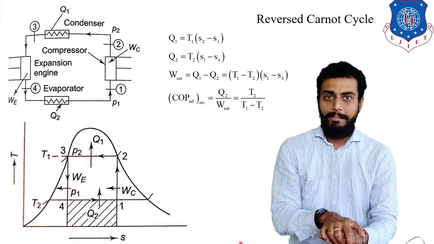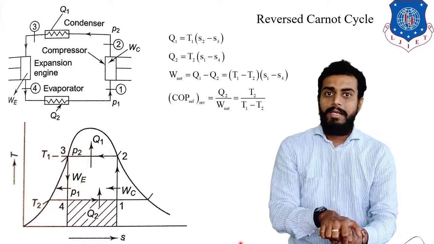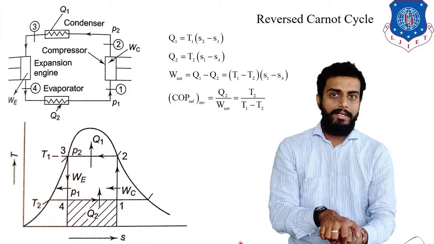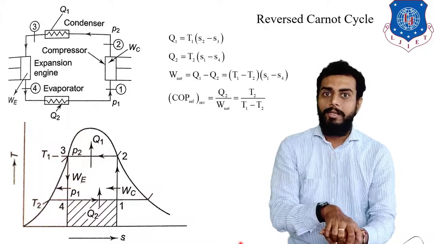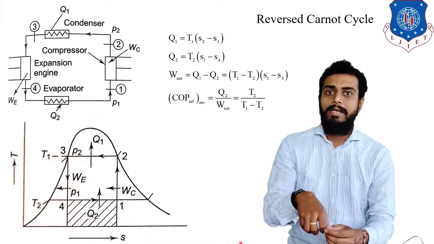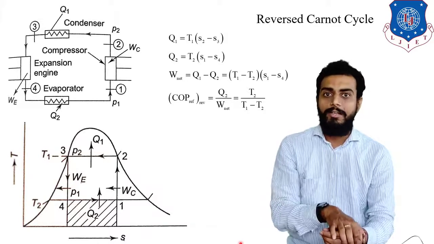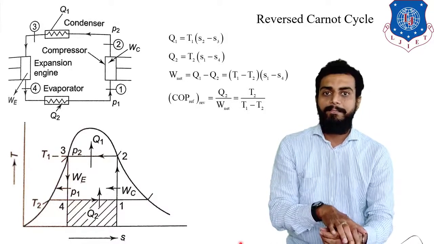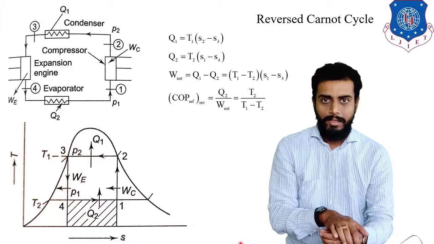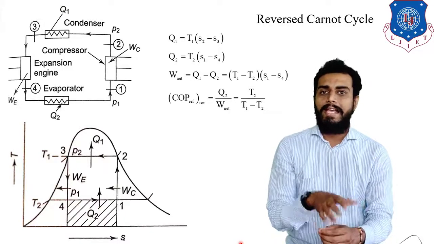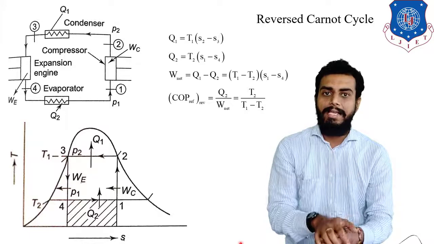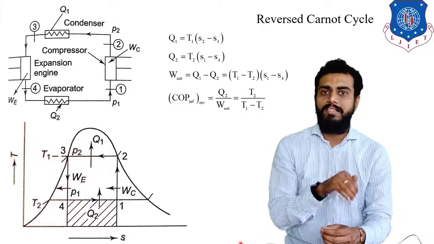COP of refrigerator will be equal to what? Simple. Desired effect divided by work done. So here the desired effect will be what? The low temperature heat transfer will be the desired effect. So Q2 will be the desired effect, divided by net work, that is W net. So corresponding to that, I can write in terms of temperature as T2 divided by T1 minus T2.